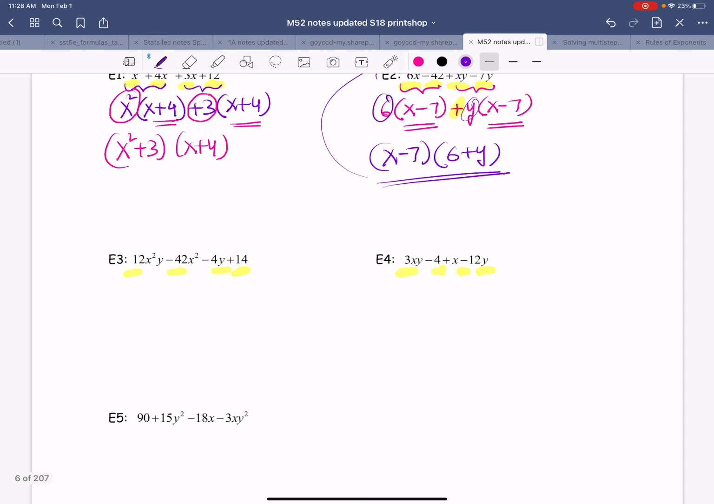Next, we have 12x squared y minus 42x squared minus 4y plus 14. Let's see what's the common factor between the first 2. Group the first 2 terms together and group the last 2 terms together. That would be 6x squared, and that's 2y minus 7. In the last 2 terms, I can pull out a negative 2 and 2y minus 7, because if I distribute this negative 2 back, I will get my plus sign back. Be careful because I pulled out a negative 2. Inside my parentheses, I have 2y minus 7 now, because when I multiply them back, I should be able to get the polynomial that I started with.